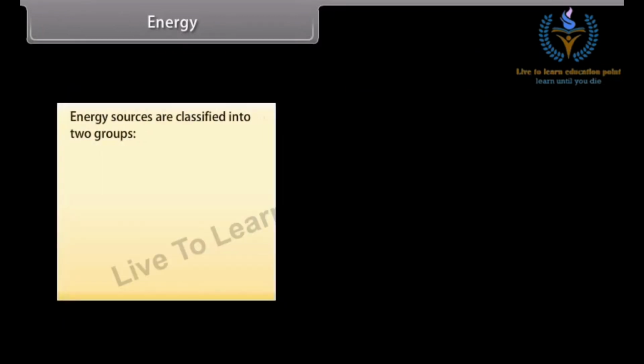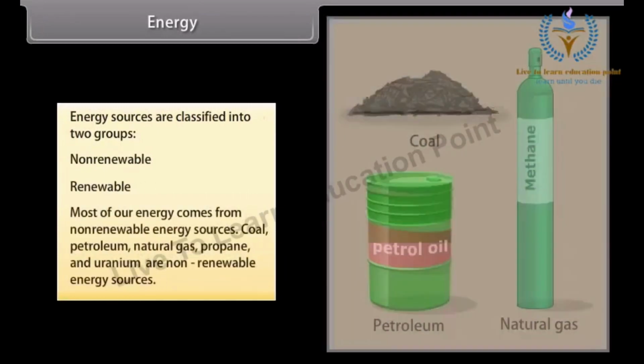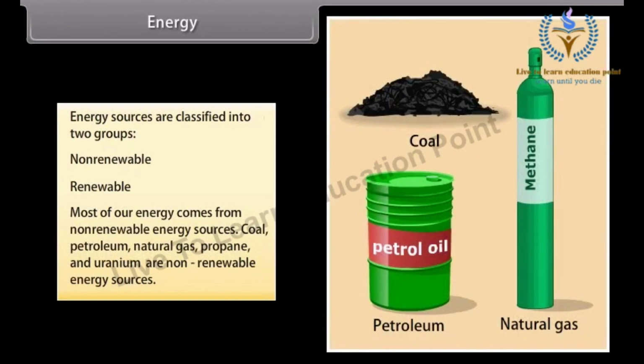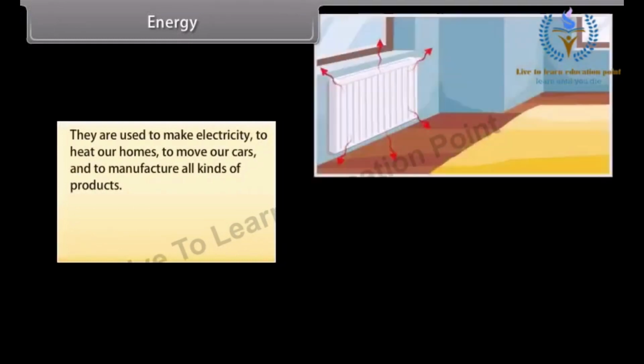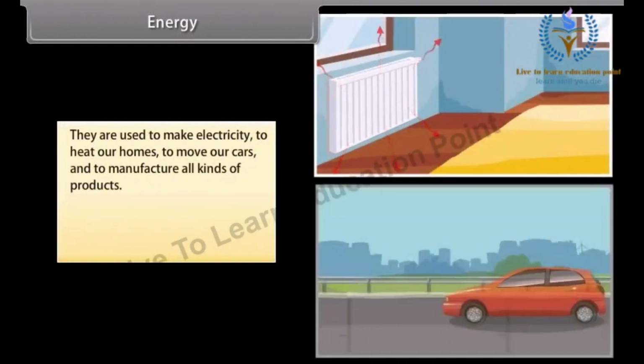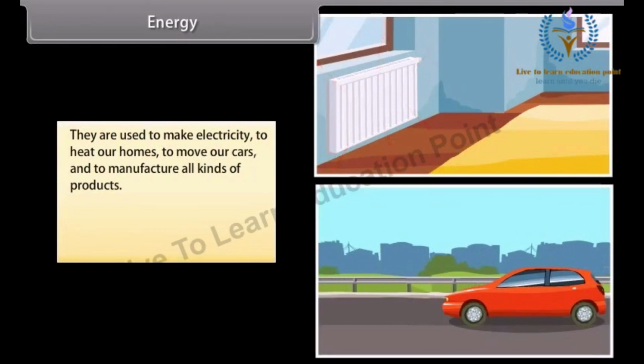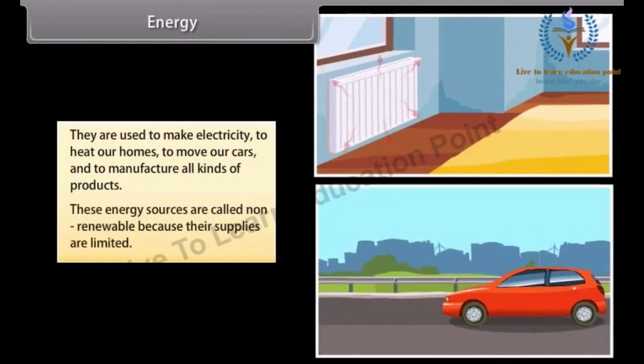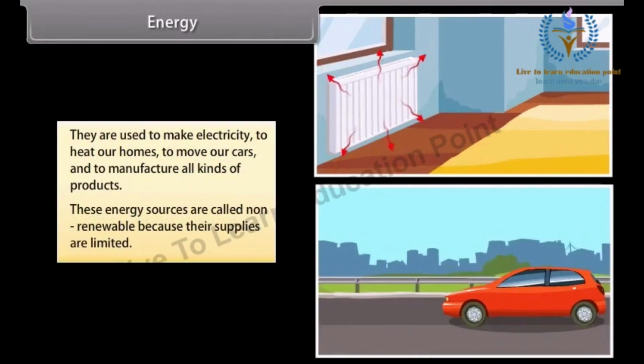Energy sources are classified into two groups: non-renewable and renewable. Most of our energy comes from non-renewable energy sources. Coal, petroleum, natural gas, propane, and uranium are non-renewable energy sources. They are used to make electricity, to heat our homes, to move our cars, and to manufacture all kinds of products. These energy sources are called non-renewable because their supplies are limited.